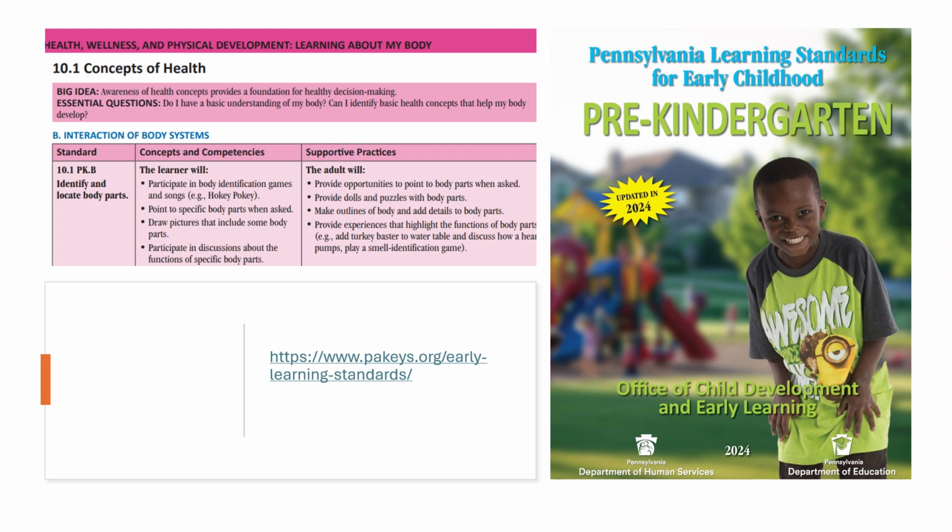Inside, you will find a variety of standards and information. The way that the standards are written, it's intended to be read as at the end of the preschool year, students will be able to answer questions about interactions of body systems, right? So what it means is that we're up here in our pink band, health, wellness, and physical development, learning about my body. We're in the 10th section of the standards. So this is the 10th group of standards, and it's the first standard group. It's called Concepts of Health.